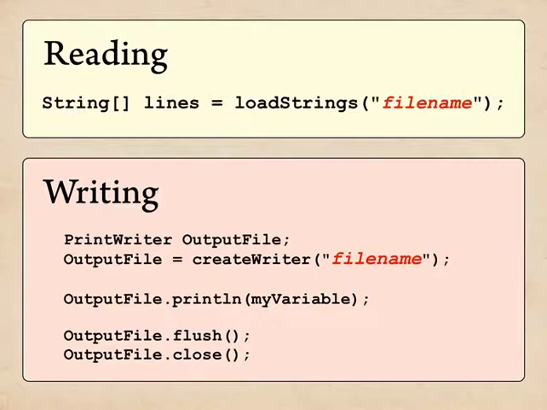To write to a file, we declare a new object of type printWriter, and we create it by calling createWriter with the name of the file. Then we print as usual with print and printLine, but we now treat those as messages that we send to the file we just made. So we precede the calls to print and printLine with the name of the printWriter object and a dot. When we're all done, and this is important, we call flush and then close to properly wrap up the file.